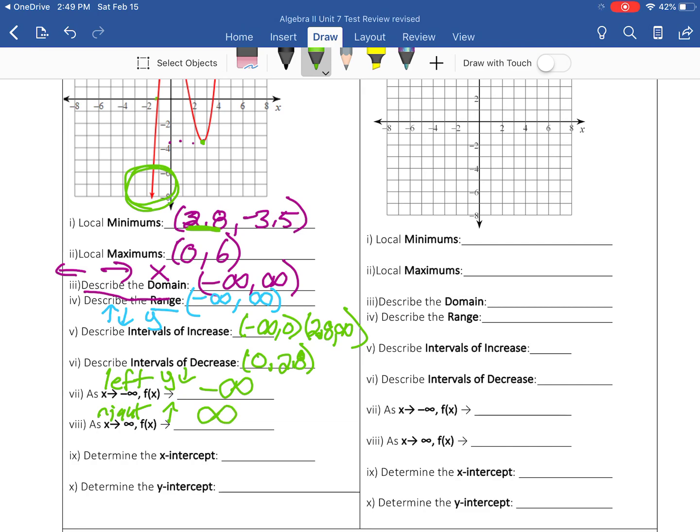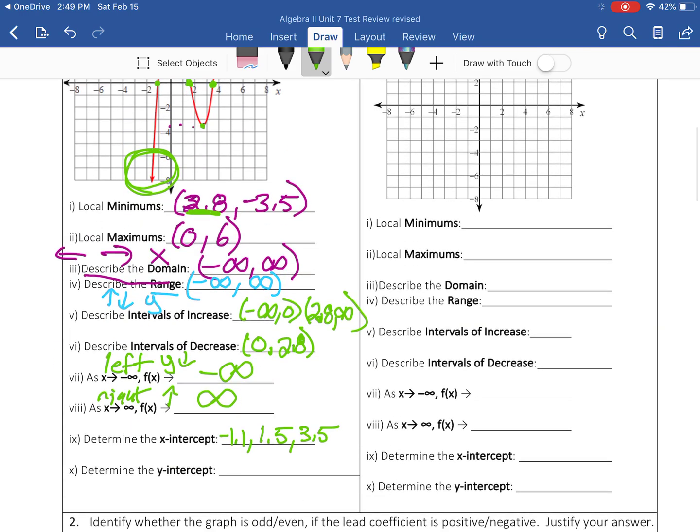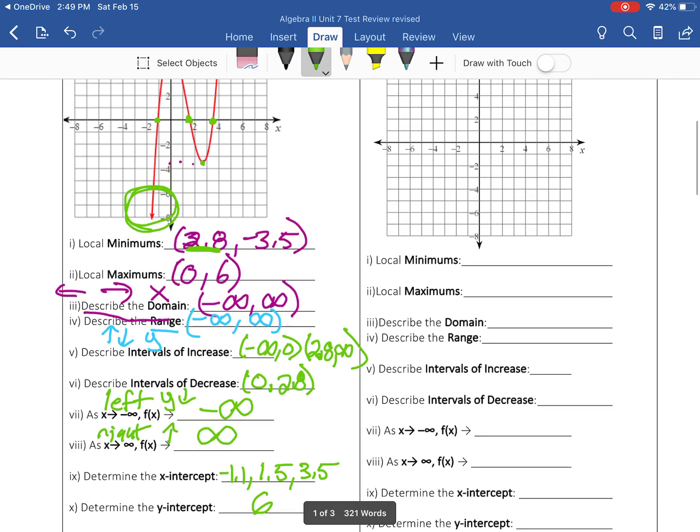X-intercepts are where it crosses the x-axis, there, and there. We'll approximate those points. So that one looks like it's about -1.1. My next point is about 1.5, and my third point is about 3.5 or thereabouts. My y-intercept is where it crosses the y-axis, which it looks like it crosses at 6. And that's essentially graphing.